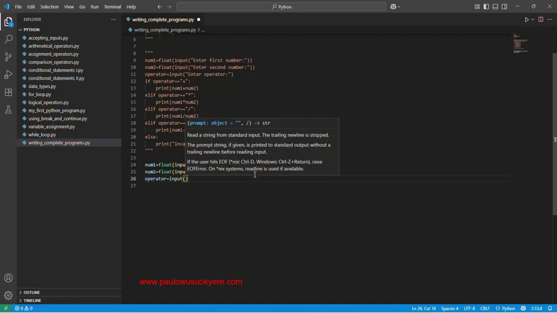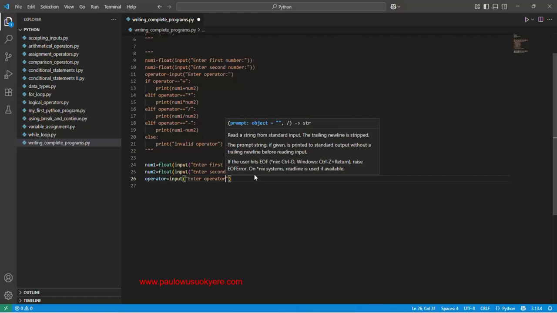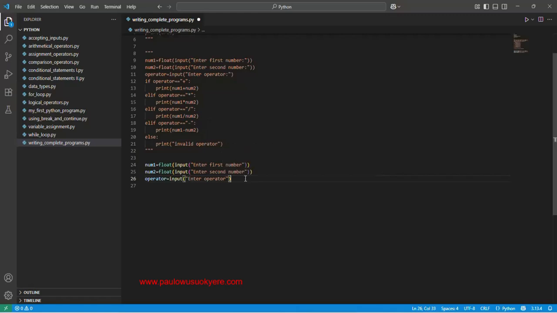Okay, so you say enter operator. Okay, you can bring colon after number. So enter first number, you can bring colon, and enter second number too, you can bring colon. And then enter operator.